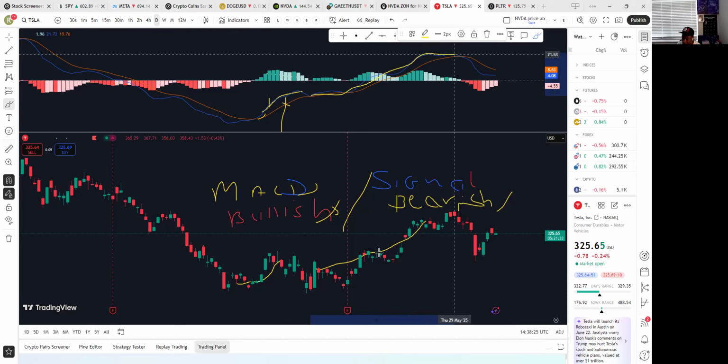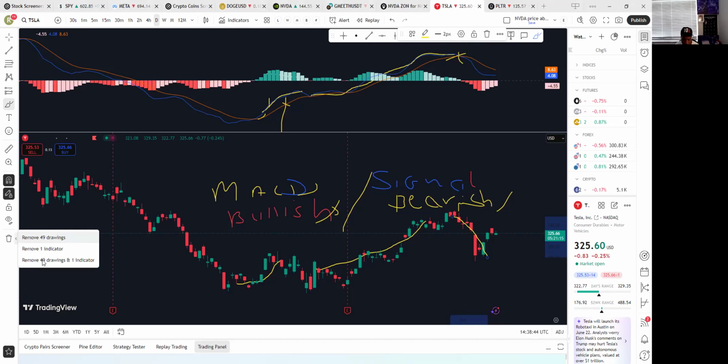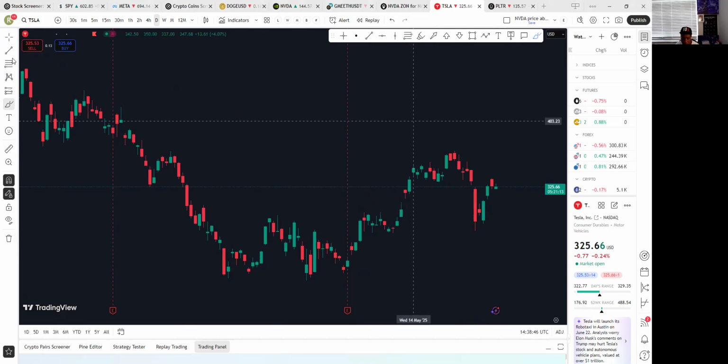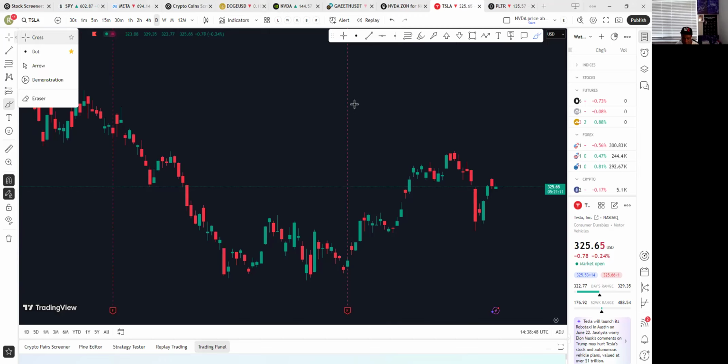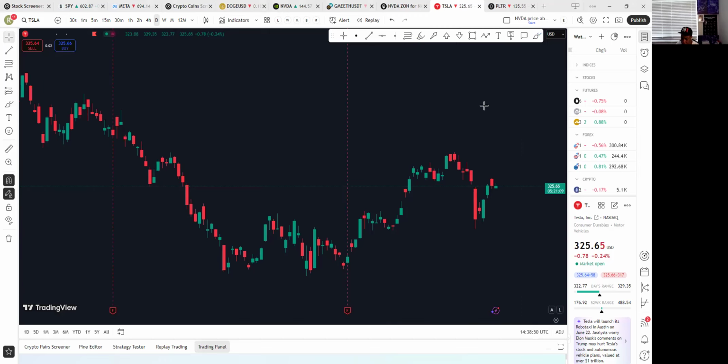As soon as you see the orange line, which is the signal line, cross above the MACD line, the stock starts getting down. Let me go back. Let me just erase everything for you so you can understand, and make it a little better for you again.